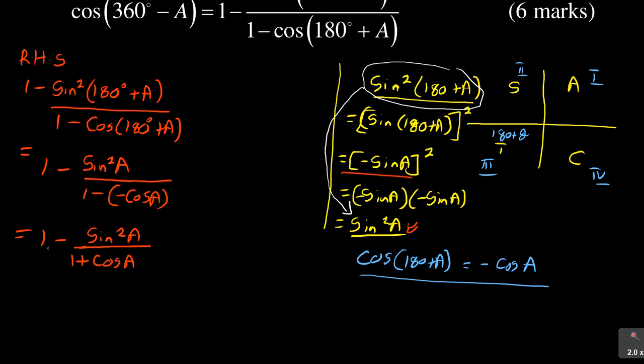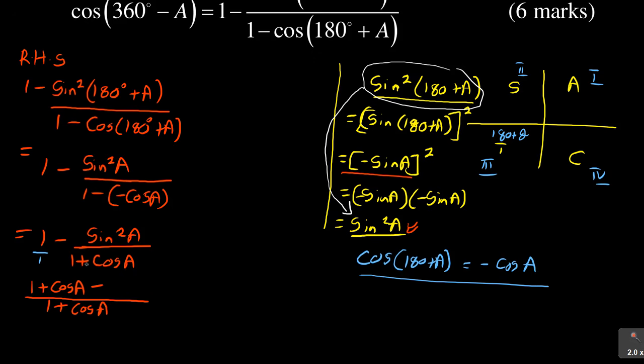There are different ways you can approach this, but suppose I choose to solve it as a fraction. I can say this is 1 over 1 minus sine squared A over 1 plus cos A, and you can see that the common denominator is 1 plus cos A. You need to know how to solve fractions. In the first one, 1 times 1 plus cos A is 1 plus cos A.